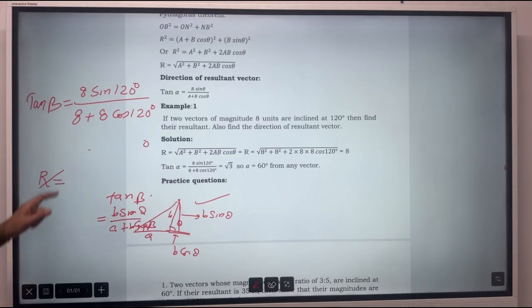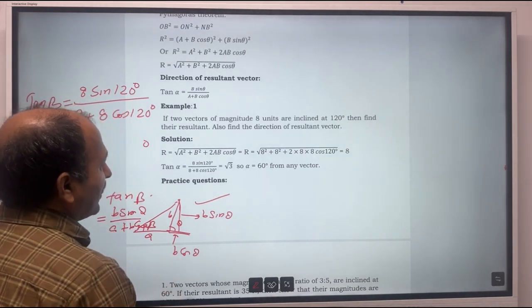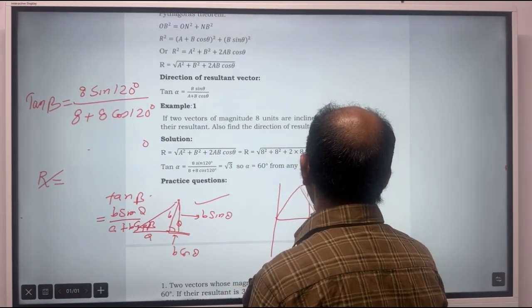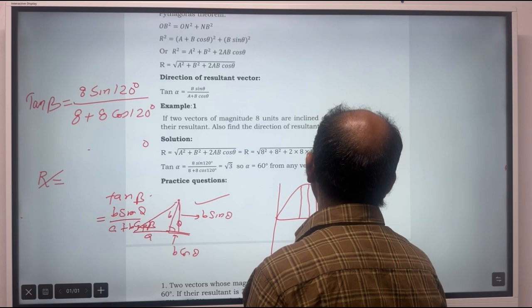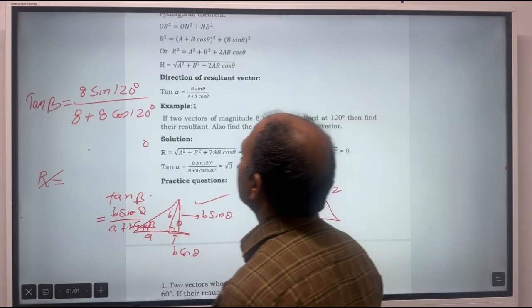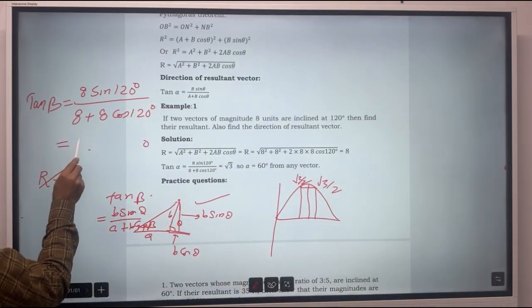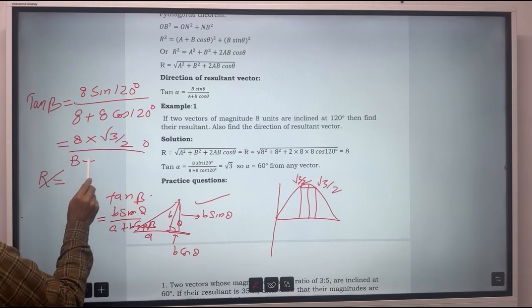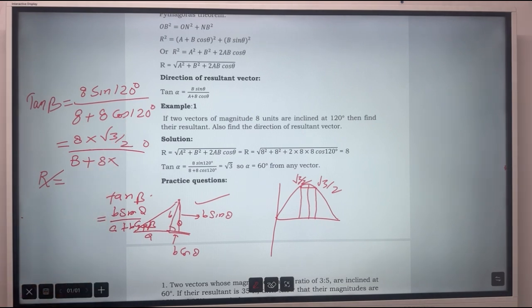Now, sin 120 degrees, as I told you, there is symmetry. So it is the same as sin 60 degrees. You have observed it here. This is 60, this is 120. Both are the same: √3 by 2, √3 by 2. So you can write here 8 into √3 by 2 divided by 8 plus 8 into cos 120. As I have shown you also, it is minus half. Then we can evaluate the overall.